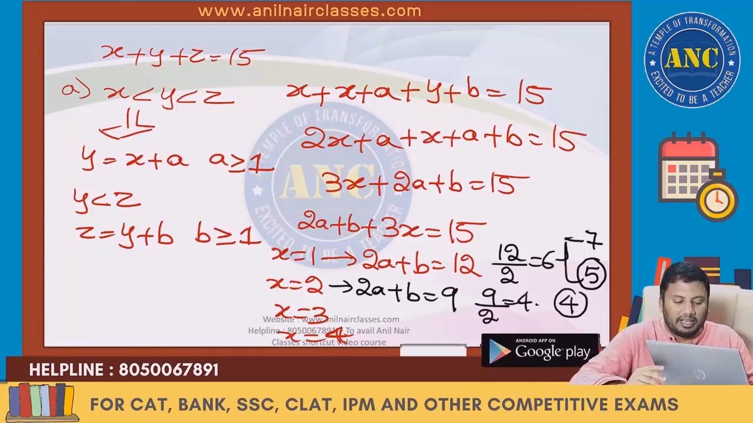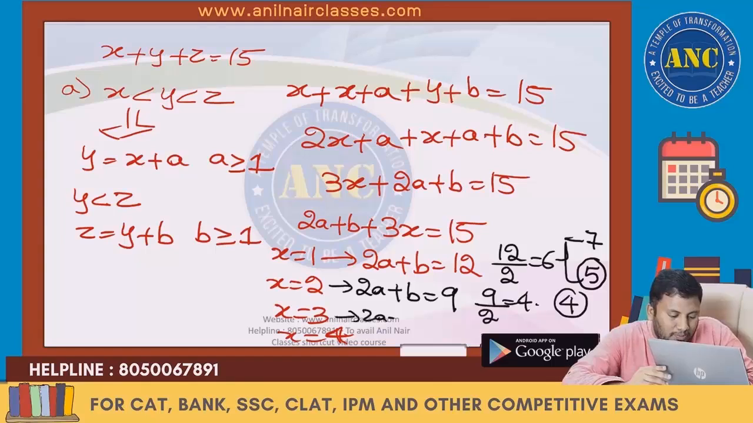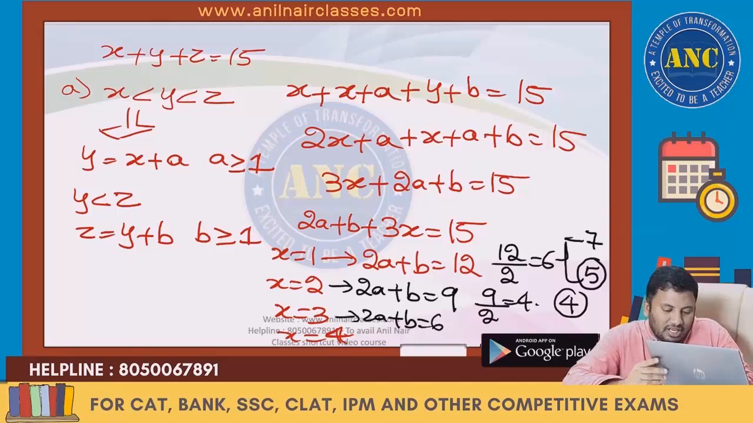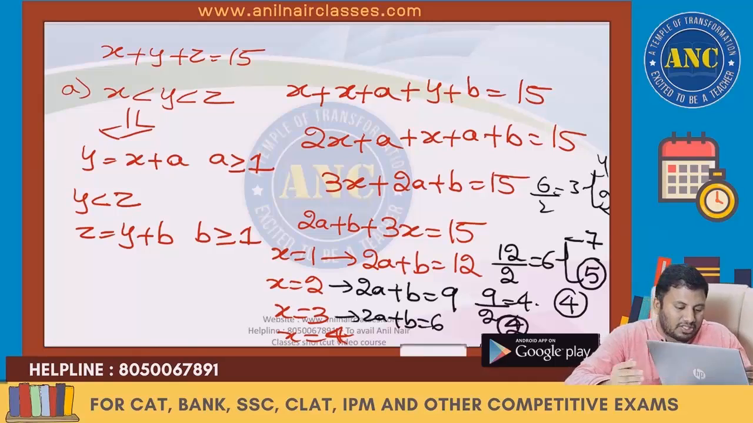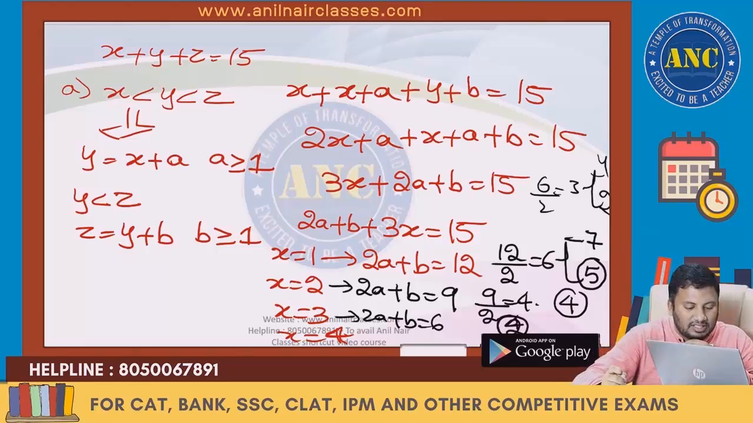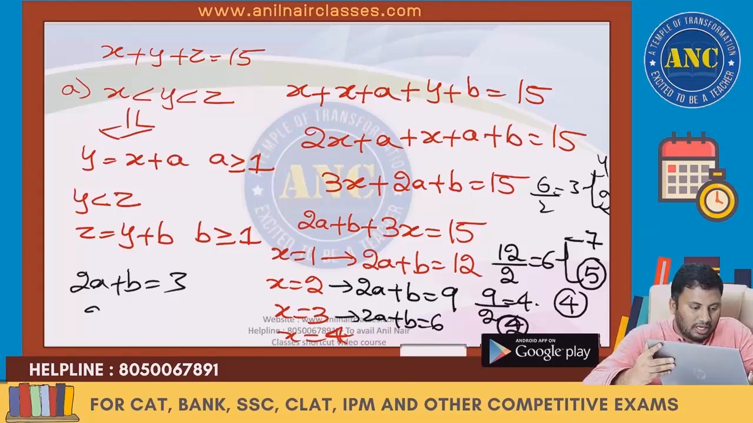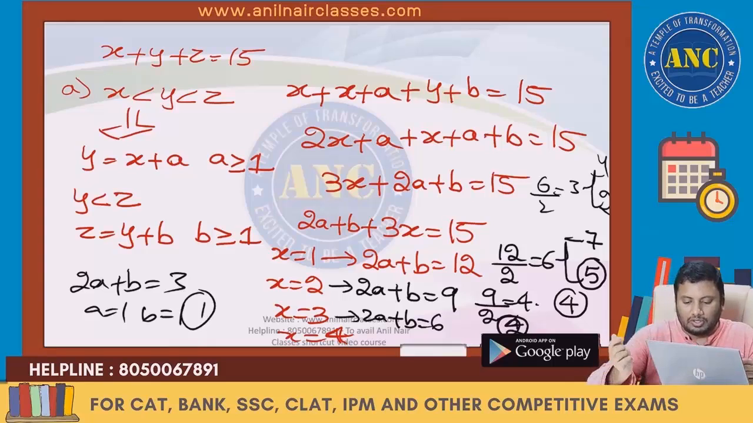I hope the idea is clear. If x is 3, 2a plus b is 6. 6 by 2 is 3, so 3 is 4 and 2. So again here it is 2 cases. If x is 4, 2a plus b equals 3, so a is 1 and b is 1. So here it is 1 case. So calculate it: 5 plus 4 is 9, 9 plus 2 is 11, 11 plus 1 is 12.